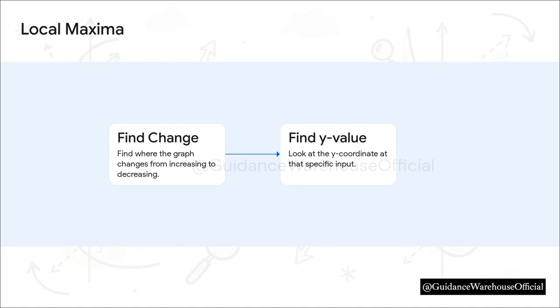Well, if you're looking at a graph, step 1 is to scan it from left to right. Visually locate the exact input value, the x-coordinate, where the graph changes direction from increasing to decreasing. That gives you the location. Then, step 2 is to look at the y-coordinate at that specific spot. That y value is your actual local maximum value.